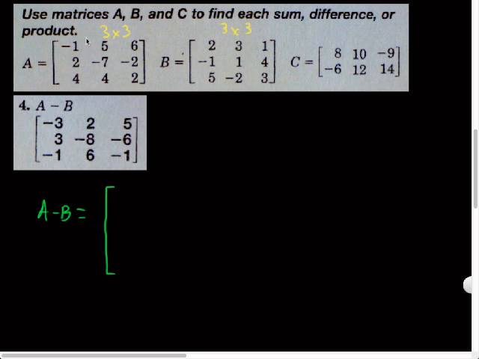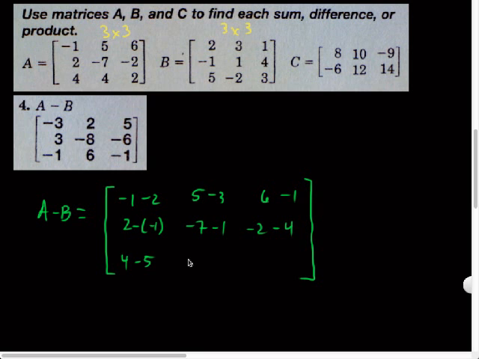So let's see, for A minus B, I'll have negative 1 minus 2. Oh, what the heck, I'll write this down. I'll have 5 minus 3. I'll have 6 minus 1 for my first row. Then I'll have 2 minus negative 1. I'll have negative 7 minus 1. I'll have negative 2 minus 4. And then we'll have 4 minus 5, 4 minus a negative 2. Careful with those double negatives, friend. And 2 minus 3.